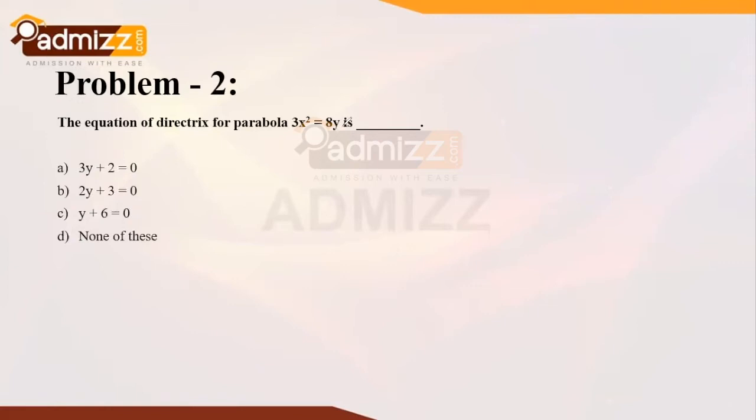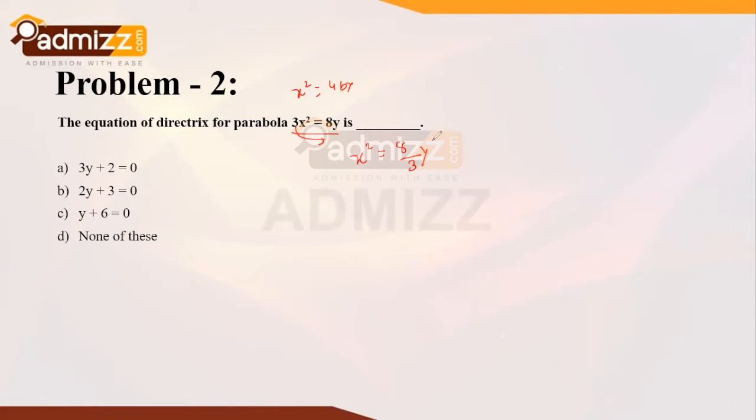So if you observe, students, this parabola is of this form since it is symmetric about the y-axis. Now we need to convert this into the standard expression of parabola, x² = 4by. So how to do this? You need to bring down this 3 over here. So it is x² = (8/3)y.